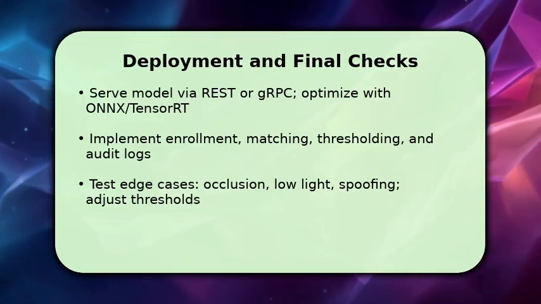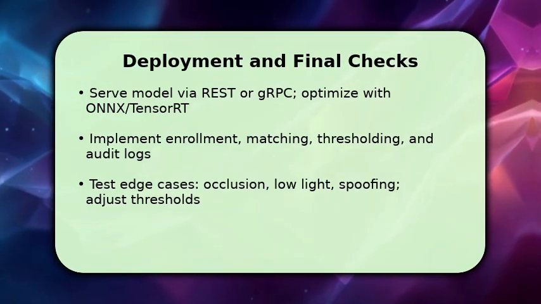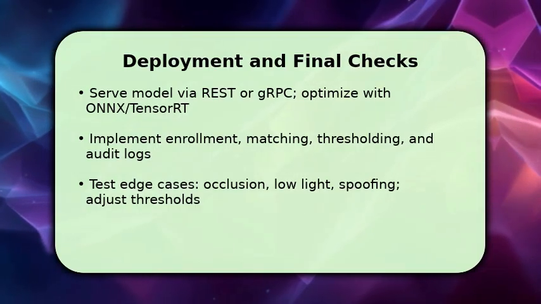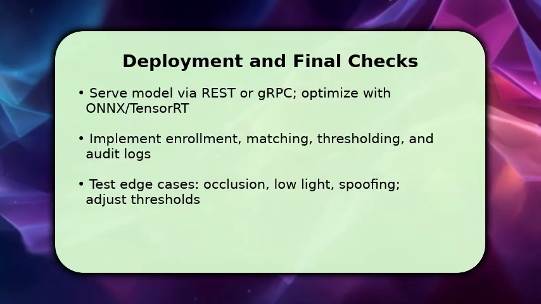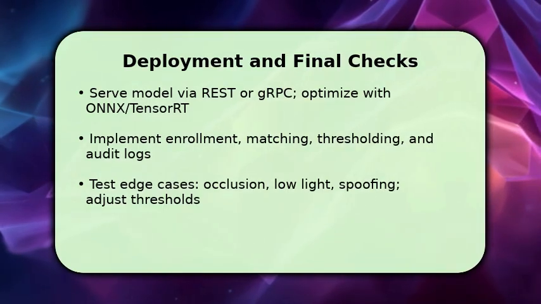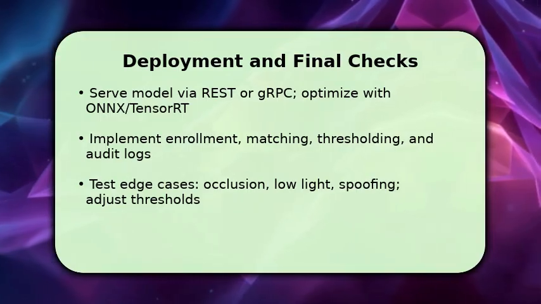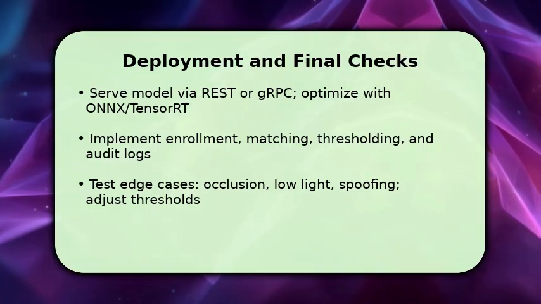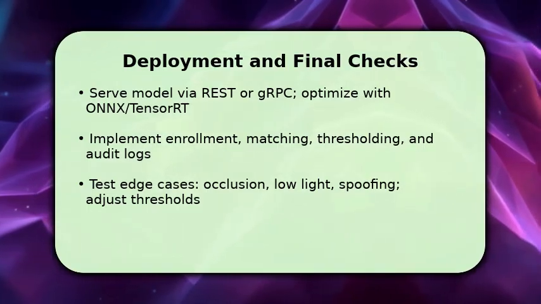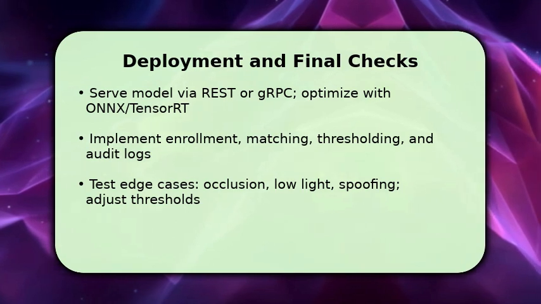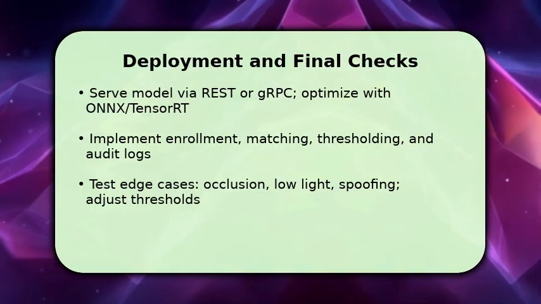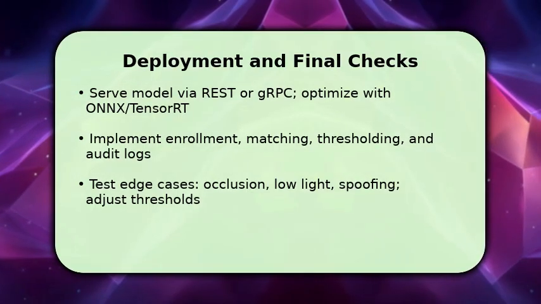Make sure enrollment creates stable templates and matching compares embeddings with a configurable threshold. Log decisions for audits. Once live, run real-world tests focusing on occlusion, pose, and lighting to detect failure modes. If latency or accuracy is off, profile the pipeline, reduce image size, or quantize the model, and retune thresholds. One key troubleshooting tip: if false accepts increase, raise threshold and reevaluate on balanced validation data.